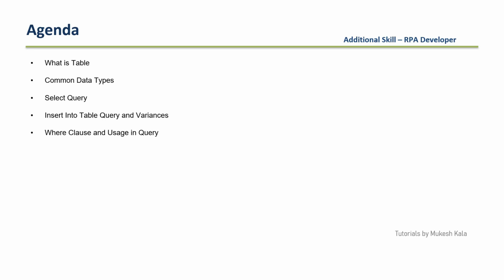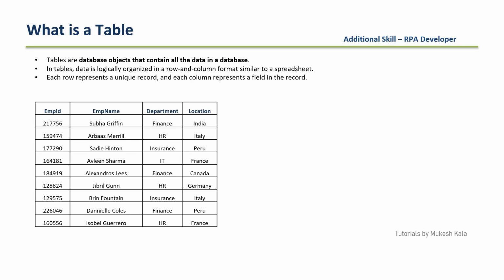So let's get started with the first topic, which is what exactly is a table. Tables are the database objects that contain the data in a database. We are looking into the relational database, as we have seen in the previous videos, where the data is stored in the form of tables. When I say a table, I simply mean data stored in the form of rows and columns. You can imagine the data in a table as you see in a spreadsheet or an Excel file. In an Excel file, we have rows and columns, and the same way in a database table, we also have rows and columns.